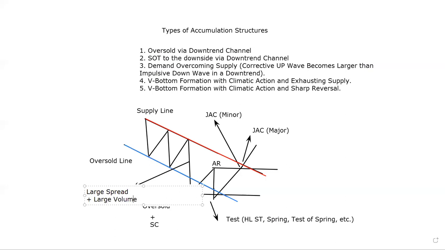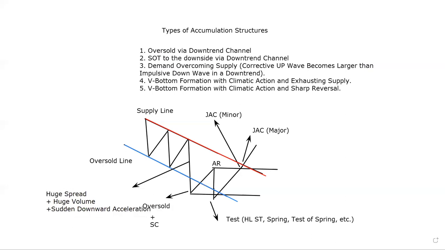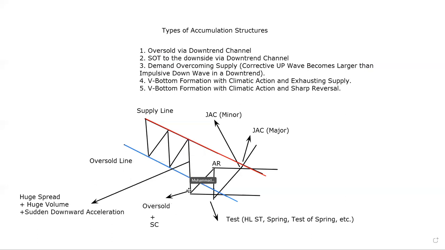Okay, very large volume or large volume. Okay, huge volume, yes. And huge spreads. And what else would we have? Sudden downward acceleration. How do you know that we have a sudden downward acceleration? How do we know that this bar has a sudden downward acceleration?